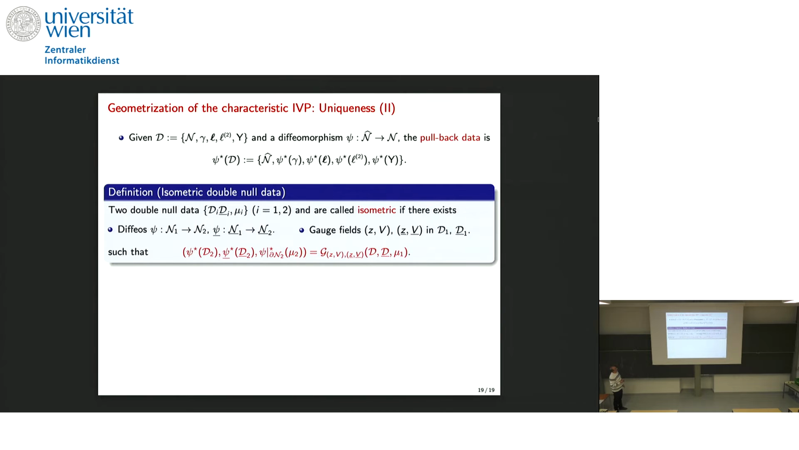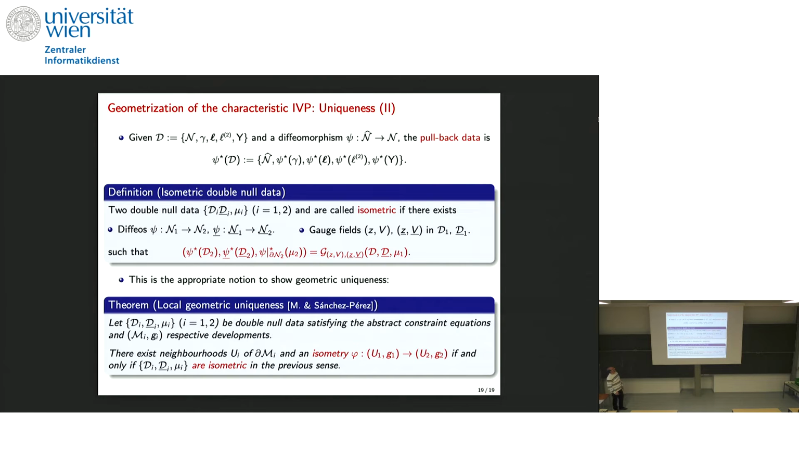So let me just finish with this statement. Now, in the null case, in the characteristic case, you cannot just say that the two data are the same, because we have the gauge group built in all the time. And two data that are related by a gauge group element are the same. So you have to incorporate this fact into the very definition of when you will say that two double null data are going to be isometric.